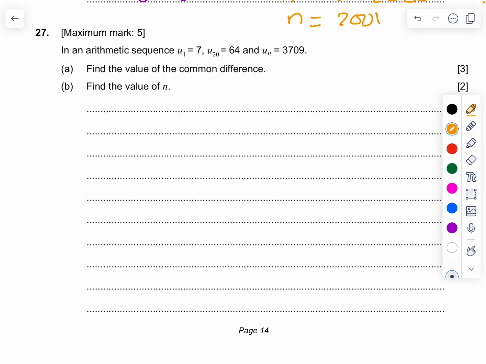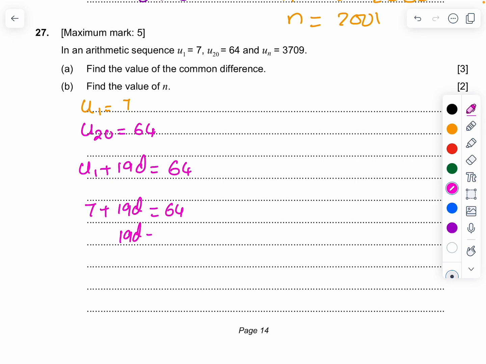Question number 27. u1 equals 7, u20 equals 64, un equals 3709. Find the common difference and n. u1 is 7 and u20 is 64. u20 is u1 plus 19d equals 64. So 7 plus 19d equals 64, 19d equals 64 minus 7, 19d equals 57. d equals 57 upon 19, so d equals 3.